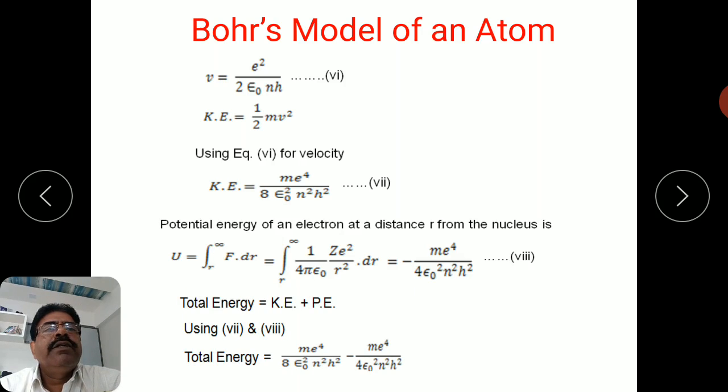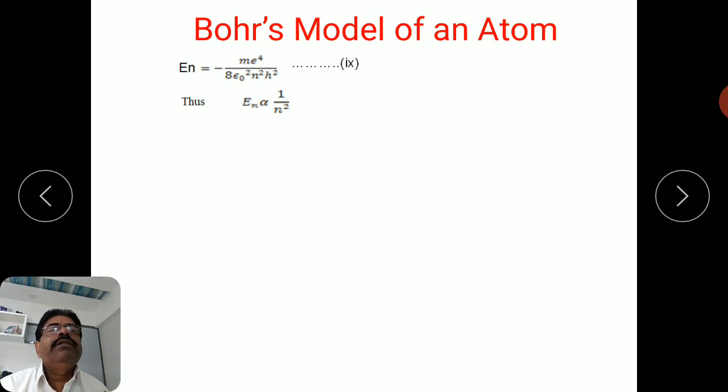The total energy of the electron will be kinetic energy plus potential energy. We have this kinetic energy, and we have this potential energy. So total energy will be m e raised to 4 upon 8 epsilon 0 square n square h square minus m e raised to 4 upon 4 epsilon 0 square n square h square. If you simplify this, the total energy E, using suffix n here, En, is equal to minus m e raised to 4 upon 8 epsilon 0 square n square h square.